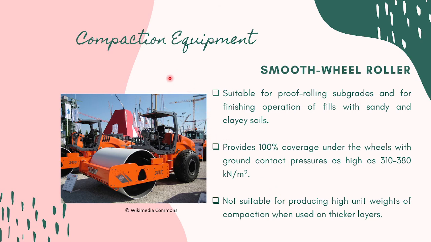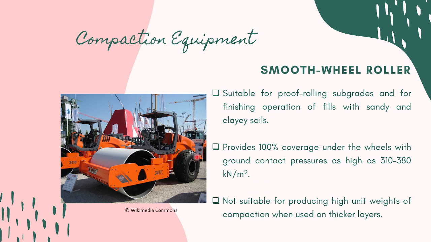So we have four compaction equipments. First is the smooth wheel roller. You will notice that the wheel of this roller is smooth. And this is suitable for proof rolling subgrades and for finishing operation of fields with sandy and clayey soils. Take note, sandy and clayey soils.